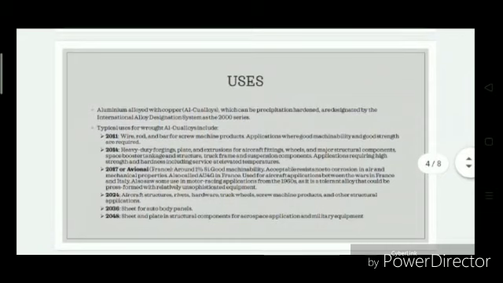And its main uses: typical uses for wrought aluminium copper alloys include, for 2011, wire, rod, and bar for screw machine products. Then, they were used in major structural components like space booster tankage and structure, truck frame and suspension components, and applications requiring high strength and hardness, including service at elevated temperatures. This was for 2014.